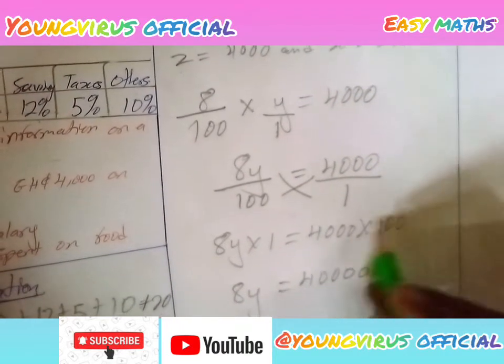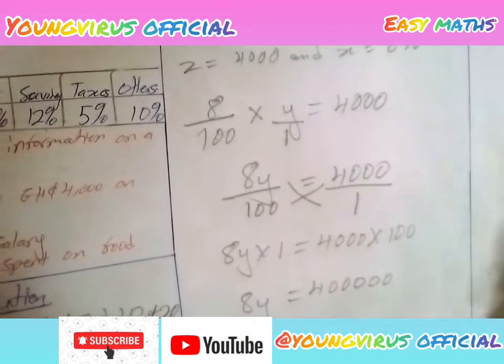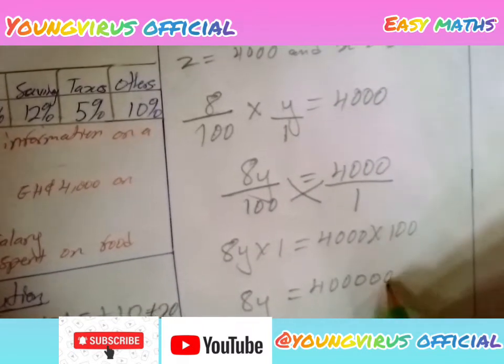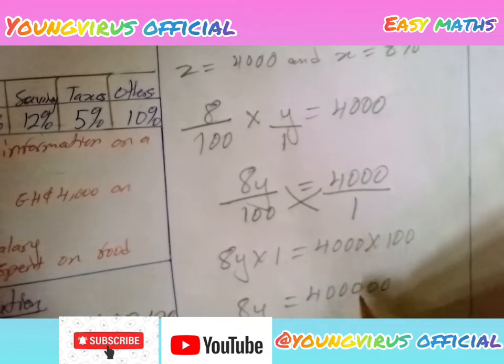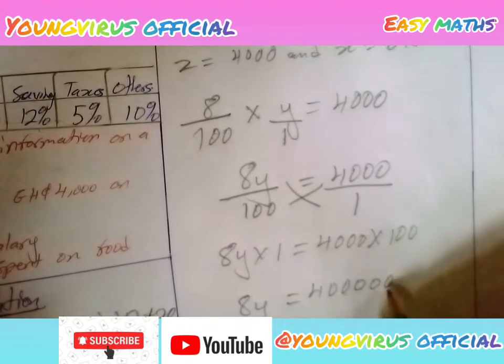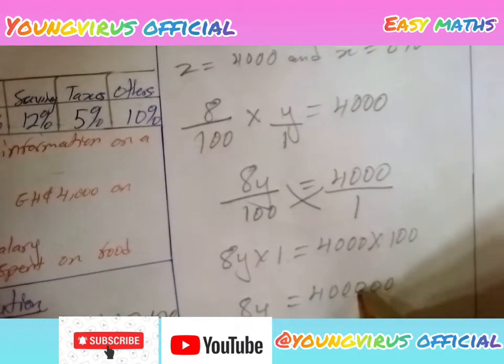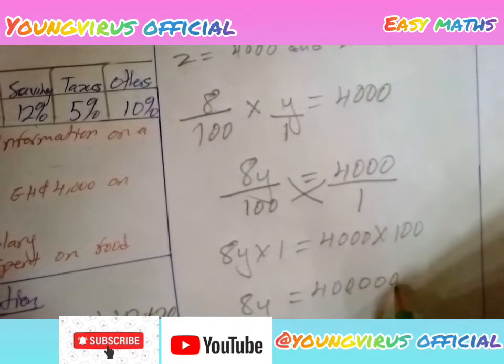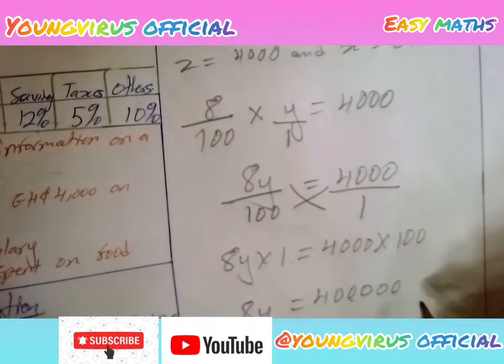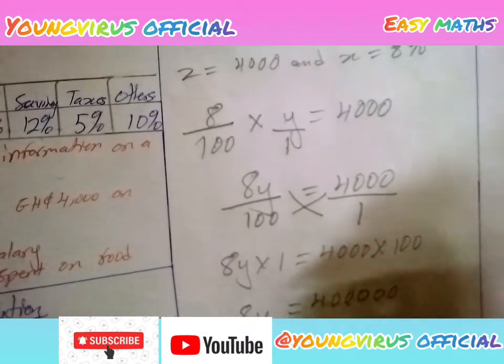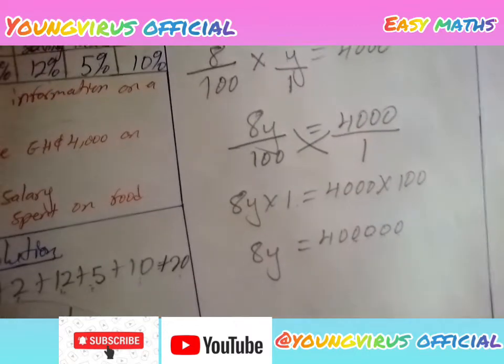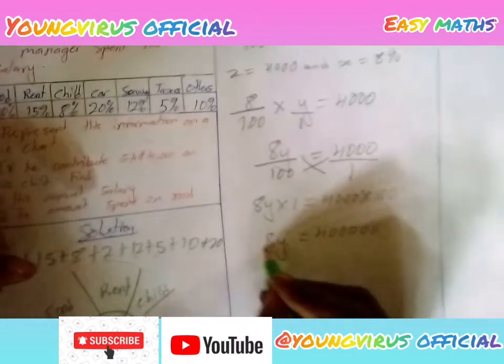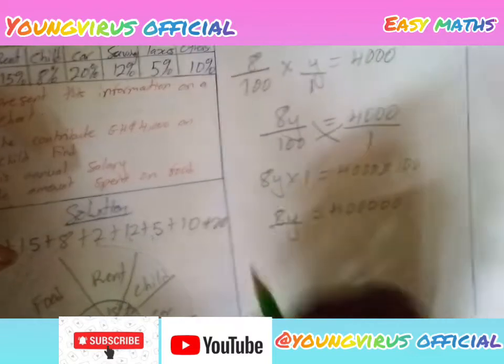Okay, so these two zeros add to this. That means 4,000 times 100 is giving you, we know our ones, our tens, our hundreds, our thousands, our tens of thousands. That means 400,000. So we are now to find the value of y.